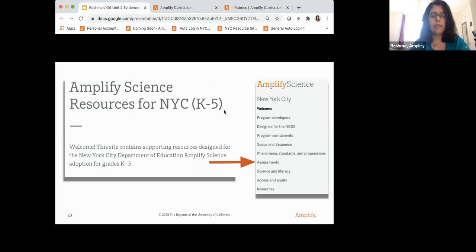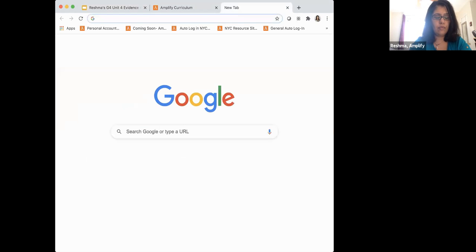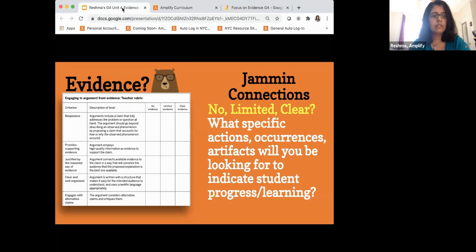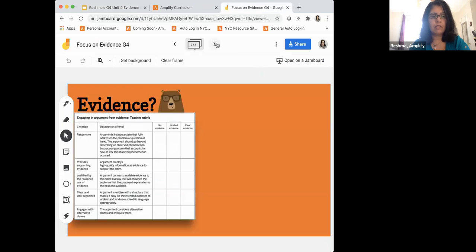If you can take a moment and access these right now, and again, meet me at the Jamboard, the third page. On the Jamboard, you'll see these two rubrics. If you can, indicate what particular actions, occurrences, or artifacts you would be looking for as evidence for clear evidence of each of these particular indicators.